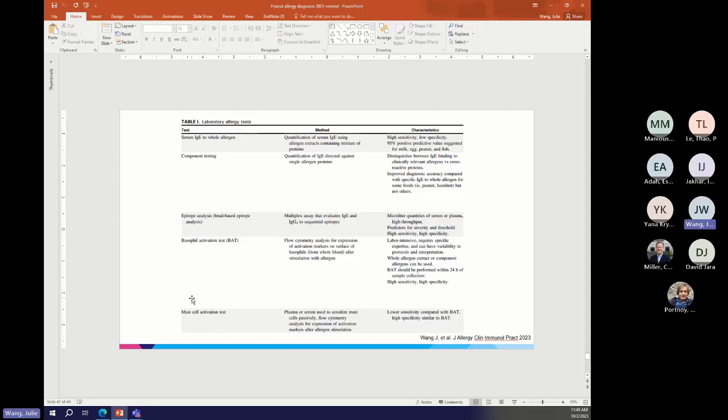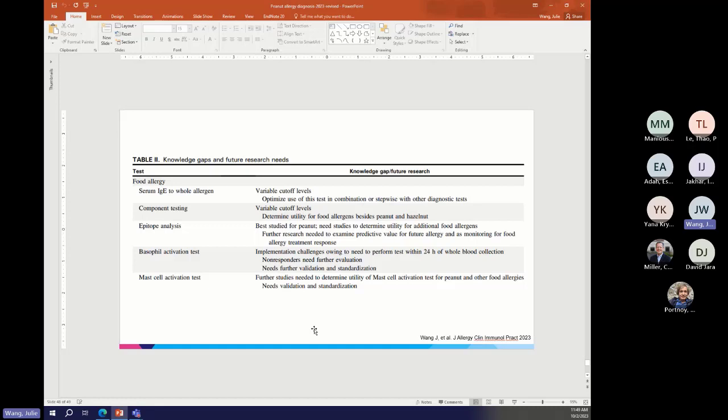Mast cell activation also is being looked at right now. More work needs to be done. This has lower sensitivity compared to BAT and high specificity, but some of the technical issues are not problematic for mast cell activation tests.